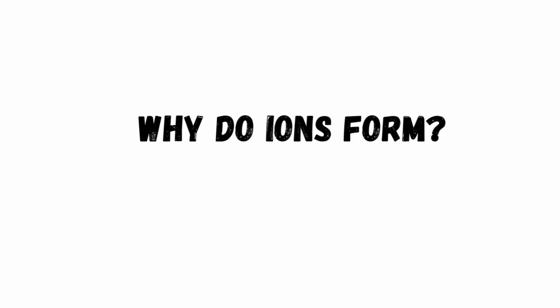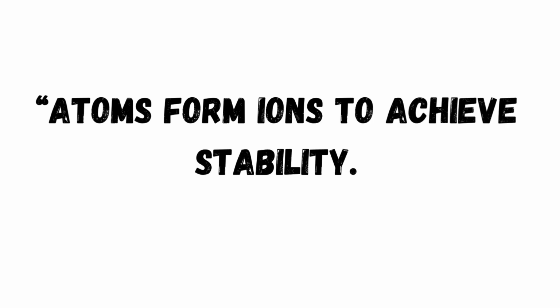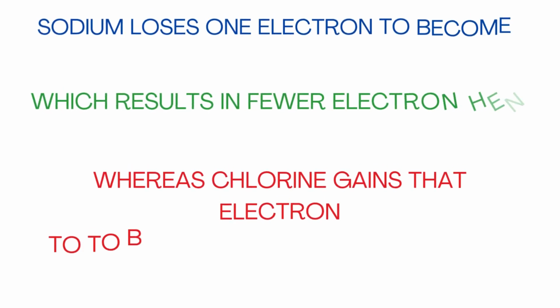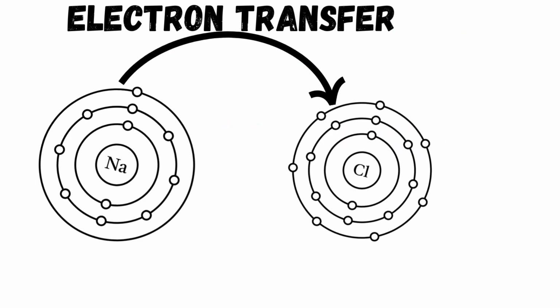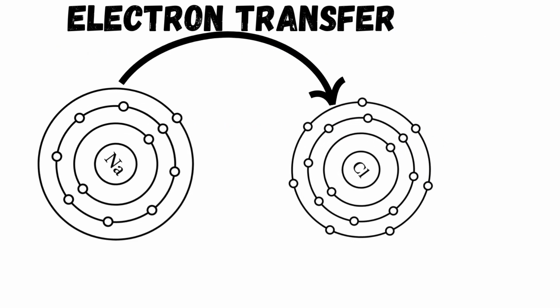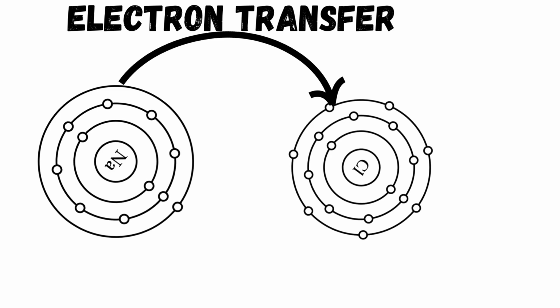Why do ions form? Atoms form ions to achieve stability. Most atoms want to have a full outer shell of electrons, usually 8, known as the octet rule. When sodium loses one electron and chlorine gains one, both achieve stable outer shells, just like noble gases. This makes the resulting ions much more stable.